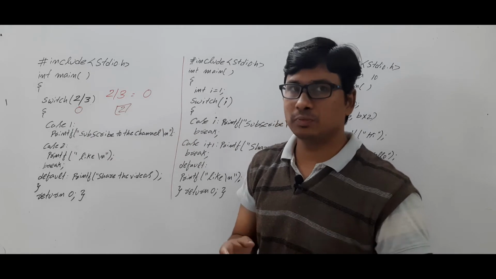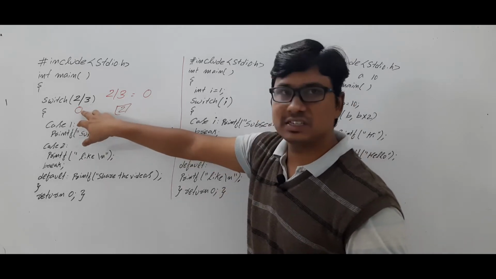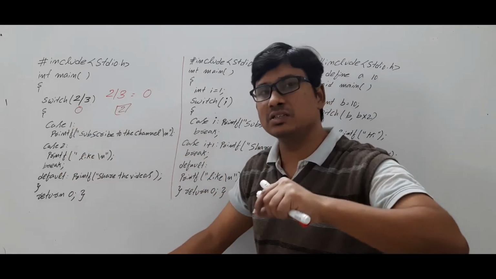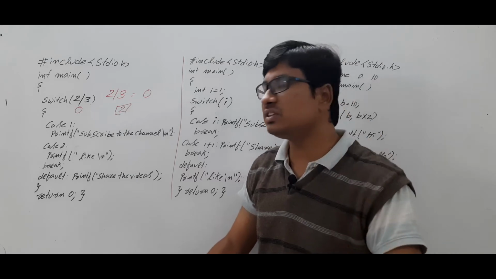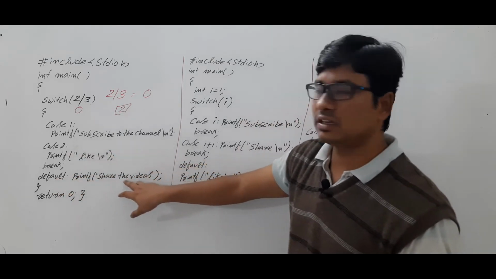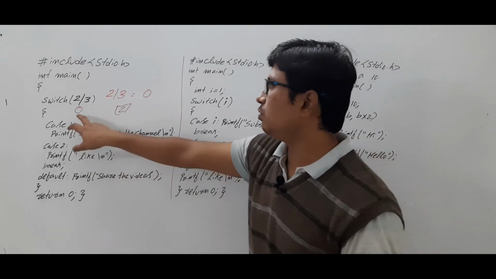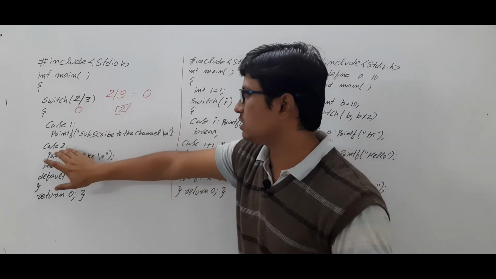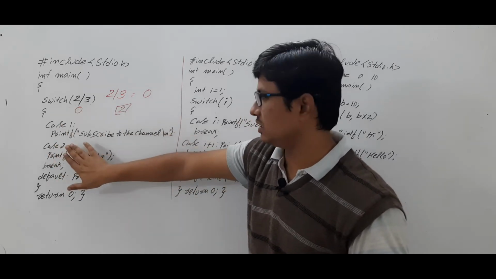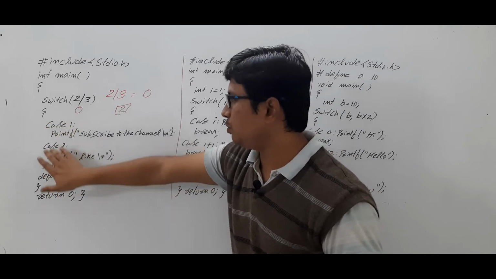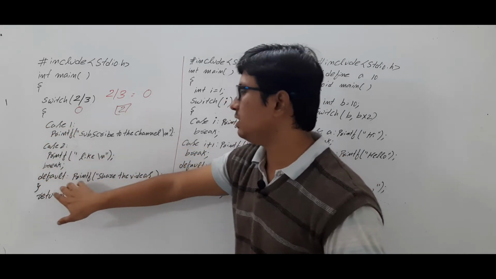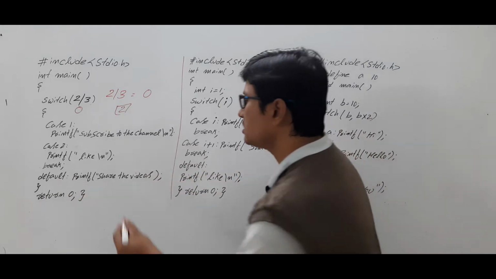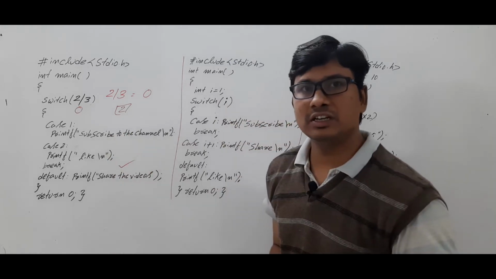Now what is the working process of a switch statement? If this 0 matches any one of the cases, the statements in that case will be executed. If it does not match any case, then the statement in the default will be executed. Now look here, case 1 is not equal to 0, so this statement will not be executed. Case 2, this is 2 but this is 0, so there is no match. Both case 1 and case 2 do not match, so it will execute the statements in the default. What is the statement in the default? Share the videos. That will be displayed as output.